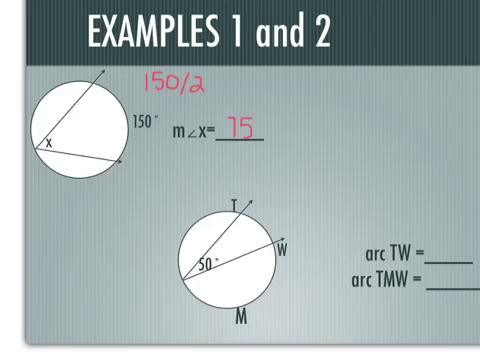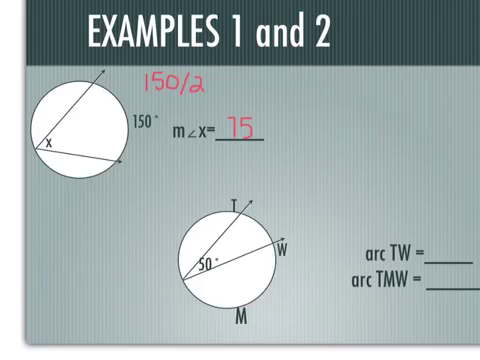Let's try going the other way. If this angle is 50, how do I get the arc? Where's that one? We don't have that one. Oh, is it on a different slide? It's okay, guys. It's okay.